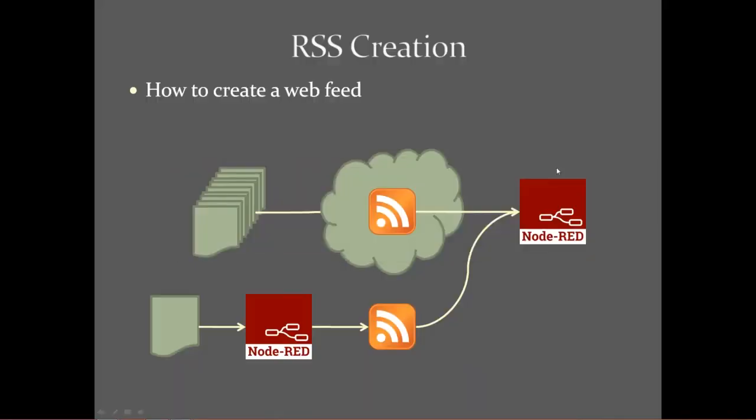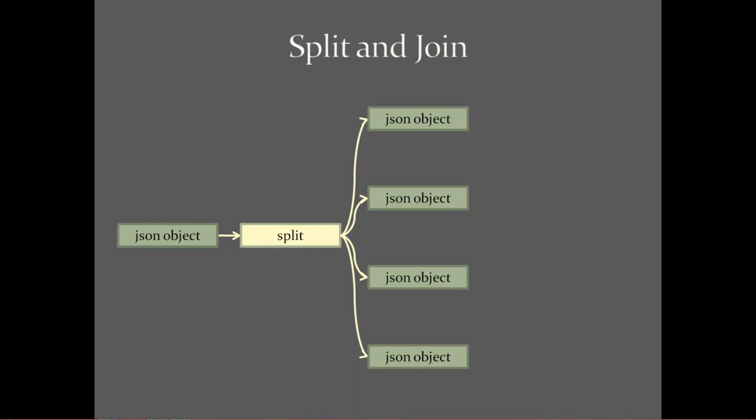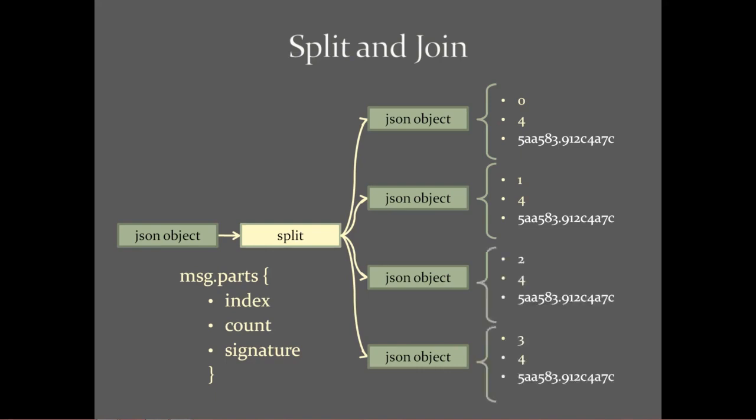To explain that, let's check out this diagram. In Node-RED there are many nodes that can perform split. So from one single object, a node can create multiple objects that are also JSON objects. However, these functions add some metadata to each object in the property called parts, which includes their index, the total count of objects, and a signature. If there were only 4 objects, Node-RED will put something like this.